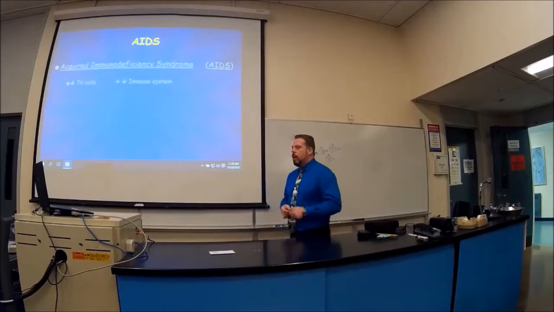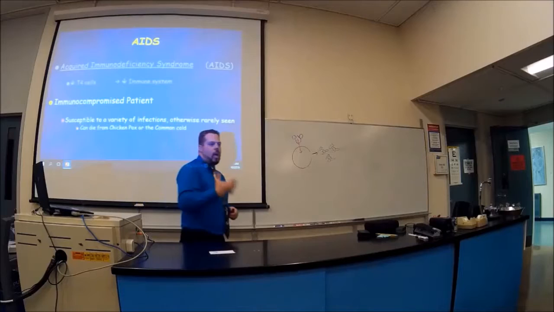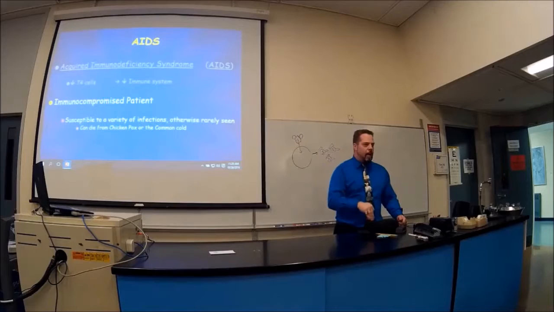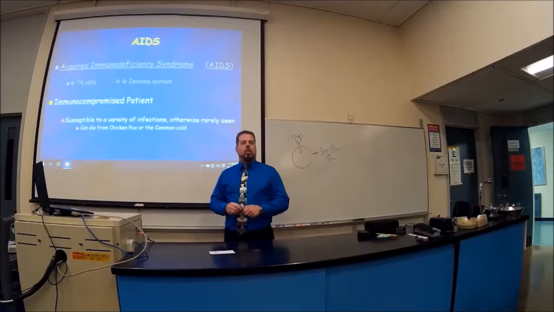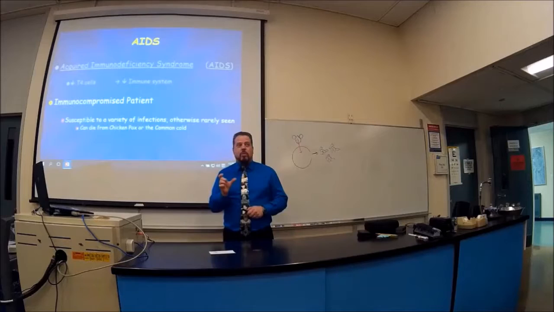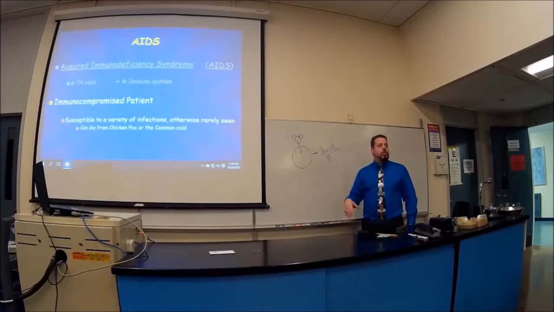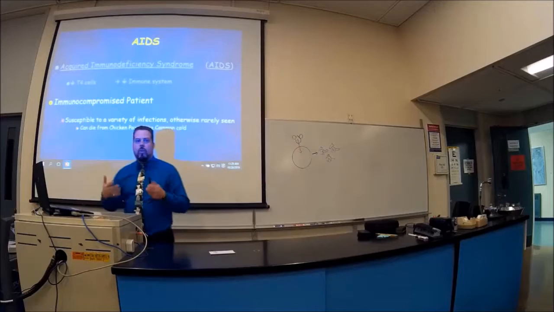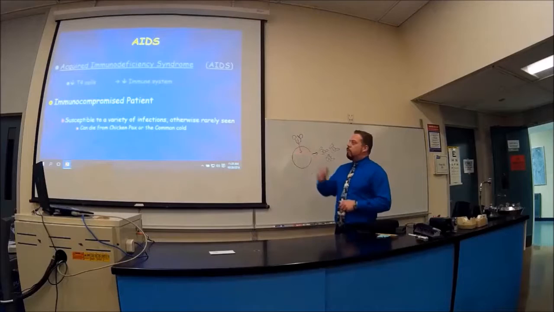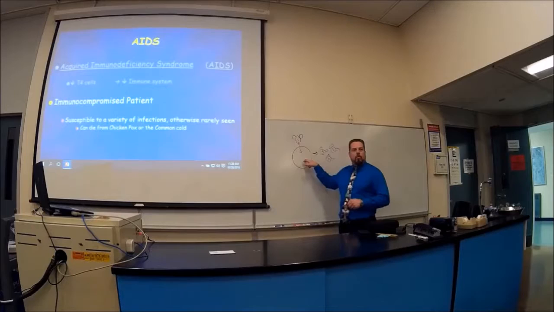Okay, so you would have someone that's immunocompromised, right? An immunocompromised patient is a patient where the immune system is compromised or declined. So make sure you know the difference between immunocompromised versus immunocompetent. It's an easy mix-up between the two, but they're complete opposites. Someone who's immunocompromised, their immune system's down. Someone who is immunocompetent, I would hope everybody in this room is immunocompetent, has an immune system that is up to par. Okay? Like I said, they can die from chickenpox or just a common cold, depending on how much the numbers of helper T cells have gone down.